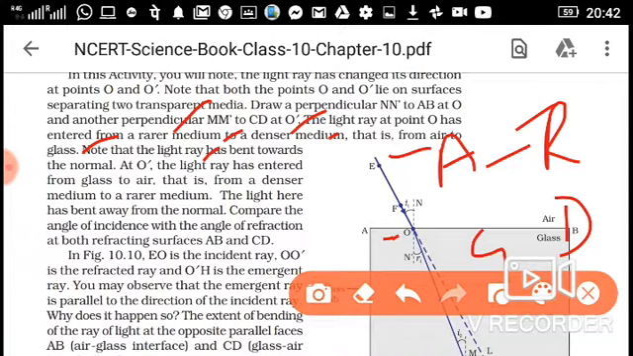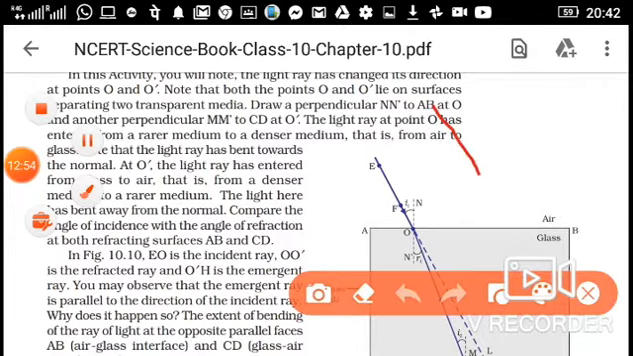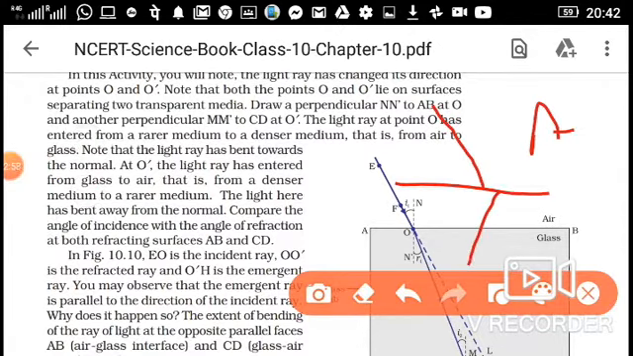Then note the light ray has bent towards the normal. You see, this is the normal. When it enters from a rarer to a denser medium, it bends towards the normal. Why does it bend towards the normal? Because in air the speed of light is more and in glass the speed of light is less. So it bends toward the normal.